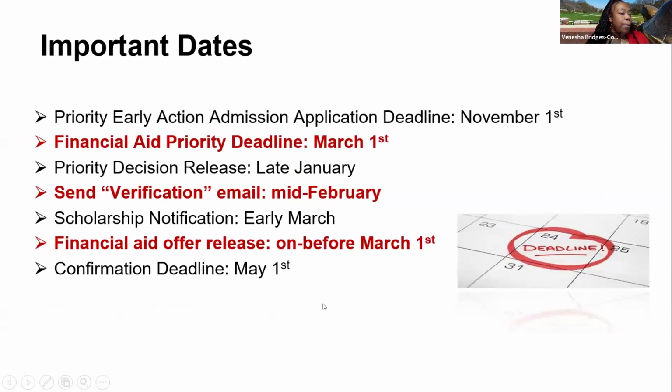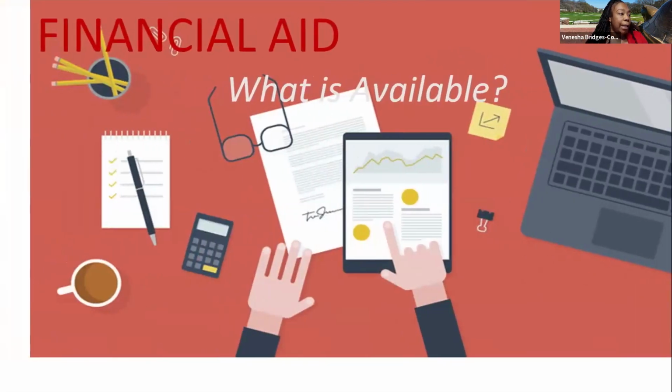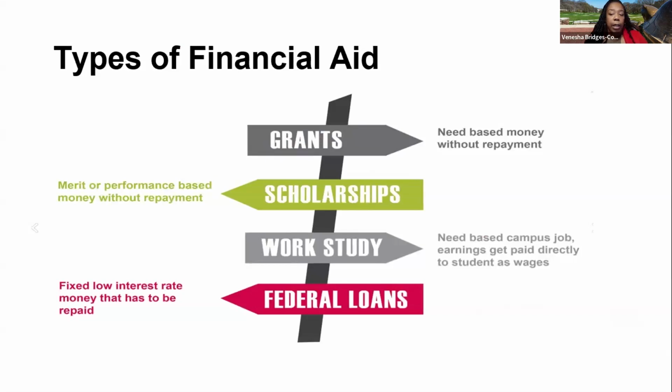Okay. I won't get too much into the important dates. Albert went over those, but these are some of the deadlines that you want to be aware of. Typically, schools release their aid packages according to how students are admitted. Specifically with University of Maryland, we send our notifications in March so that you can confirm by the May 1 deadline. Now, I'm going to go over quickly the types of financial aid that may be available.